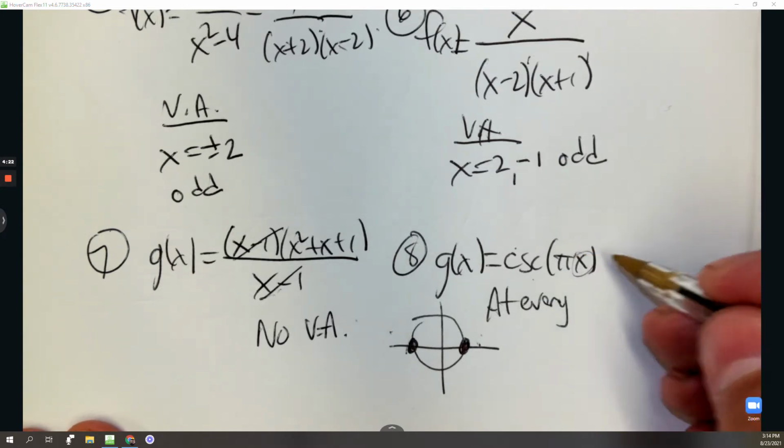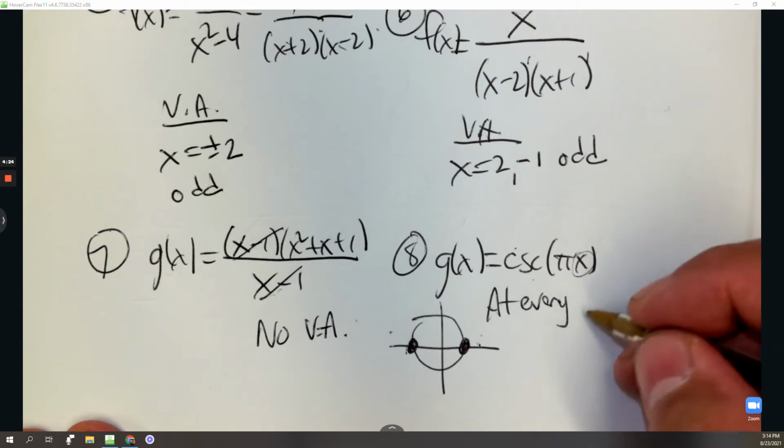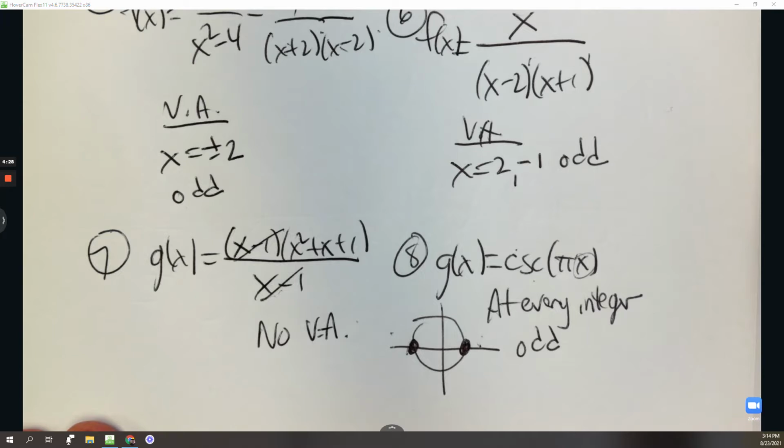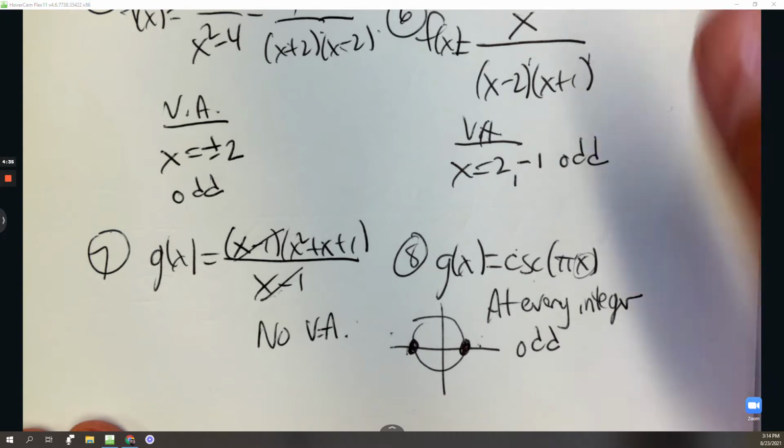Or really it's x, right? Because pi is already there. So at every integer. And they're all odd. They go up in one direction with the exponent and down the other way. Number 9.